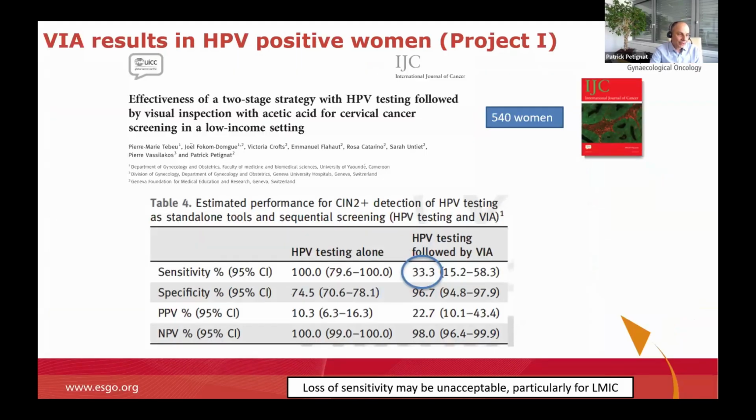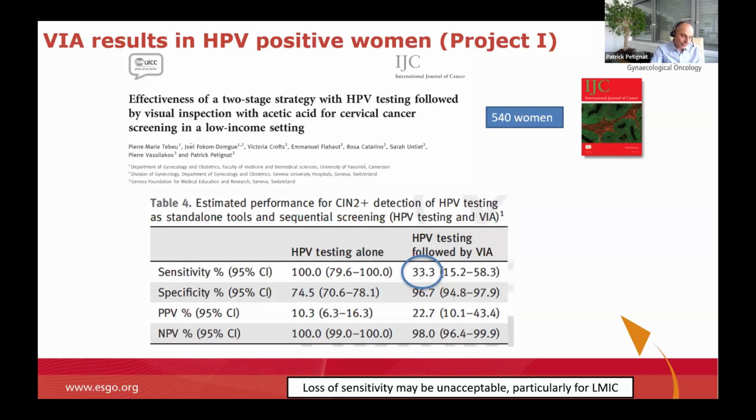And we did two large studies with people having a large experience in VIA. And we know the result because all women having an HPV positive had the biopsy, a cytology, and another cervical brushing, which was the gold standard, the reference standard. And what we see is that finally we lose a lot of patients and we don't identify the CIN2 plus.